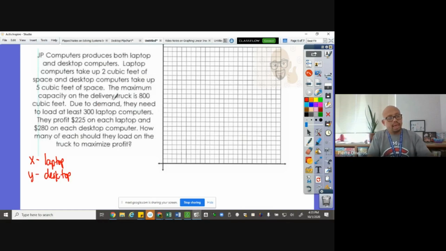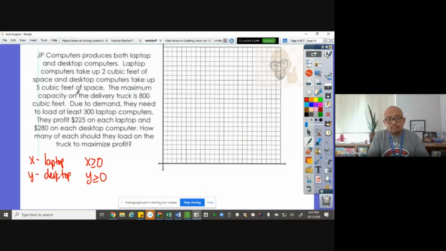Obviously, we cannot get a negative number of laptops. We cannot get a negative number of desktops. Okay, so we can say that x is greater than or equal to 0, and the desktop is y greater than or equal to 0. All right, so we know that.